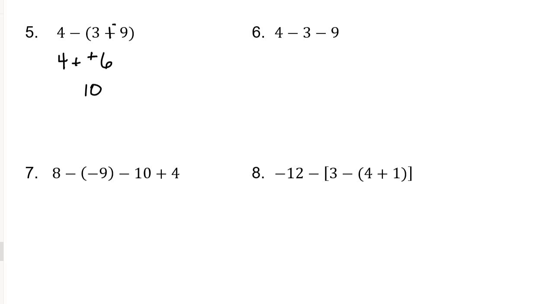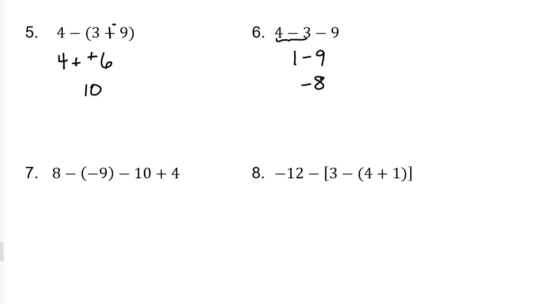Problem number 6, I have 4 minus 3 minus 9. Remember, when you have subtraction, you're going to do it from left to right. So I'm going to do the 4 minus 3, and then I get 1. So now I have 1 minus 9, and that is going to give me negative 8 for an answer.